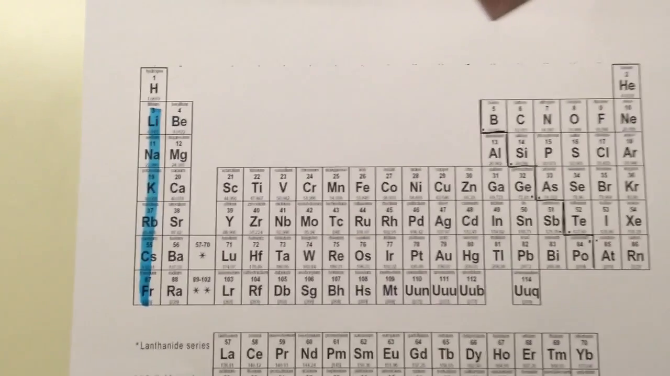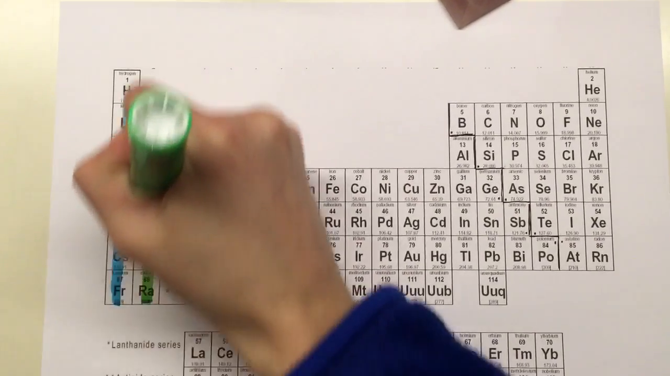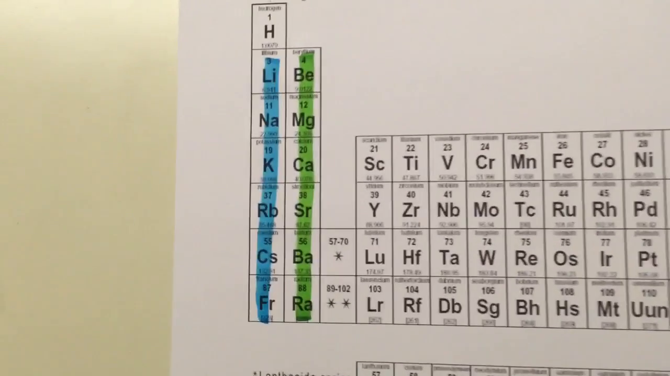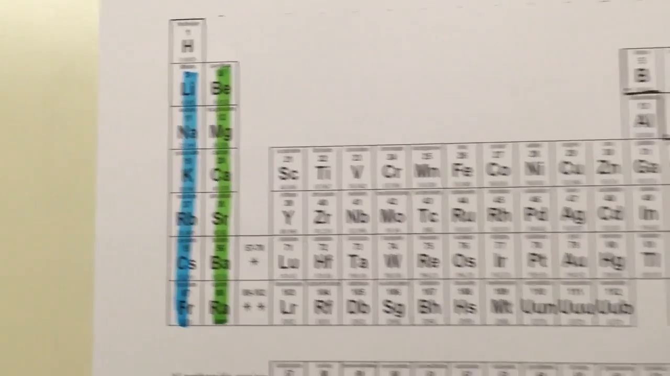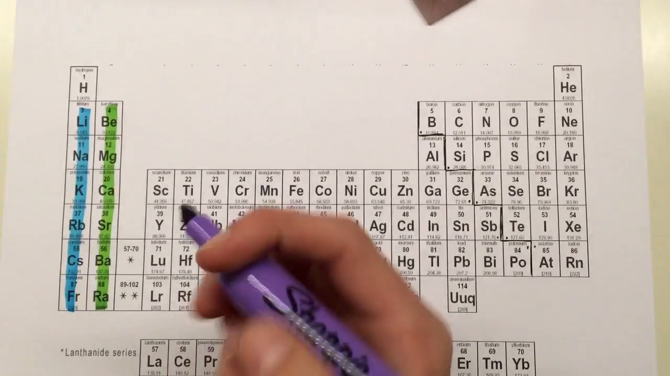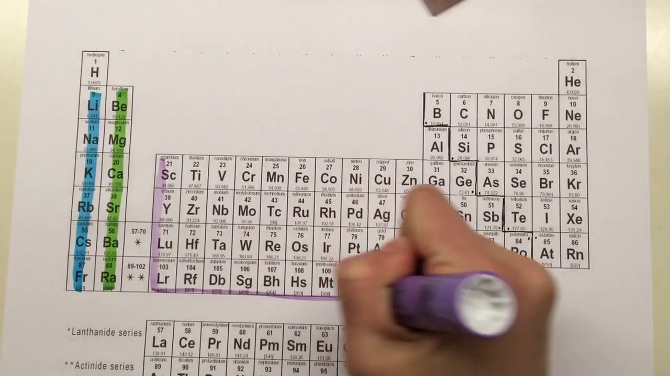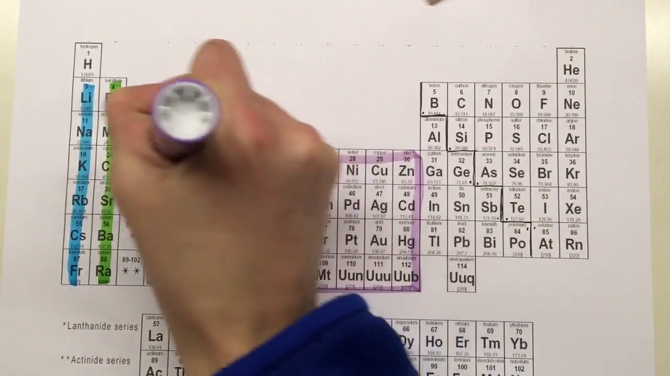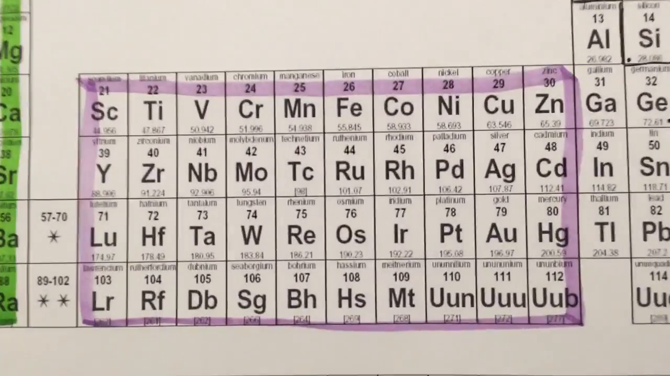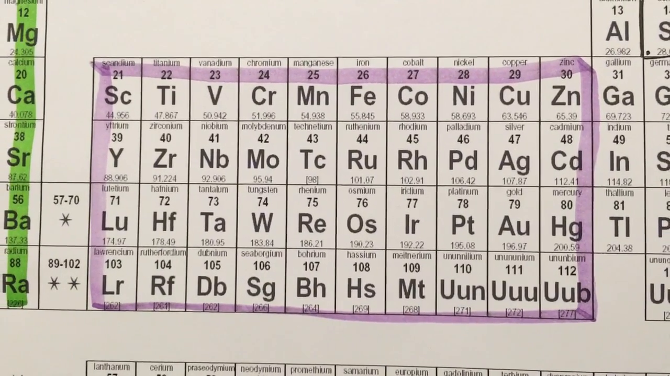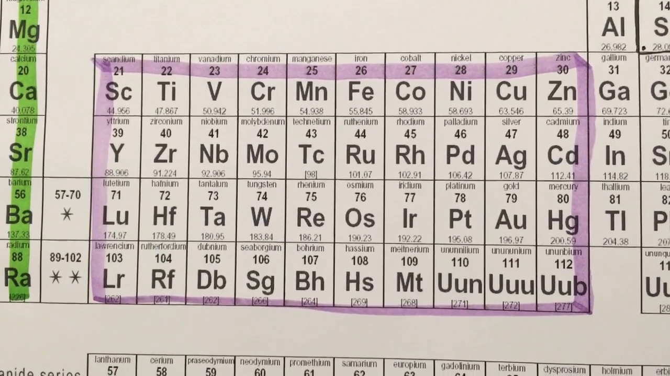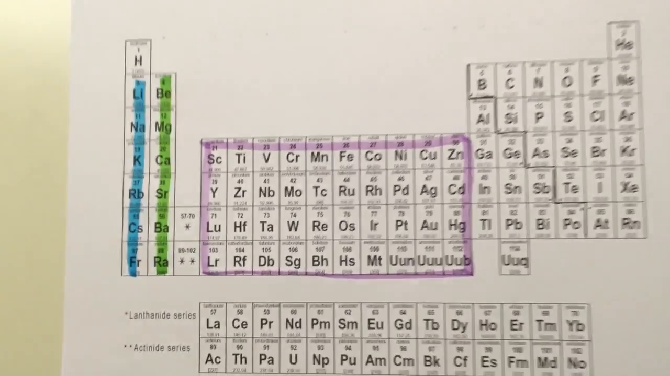Next, we have the alkaline earth metals. The alkaline earth metals have two valence electrons, and they're never found uncombined in nature. Next, we have the transition metals. The transition metals have 1 to 2 valence electrons, and they're usually brightly colored or are used to color paints. They form bonds with other atoms, and they have high melting and boiling points.